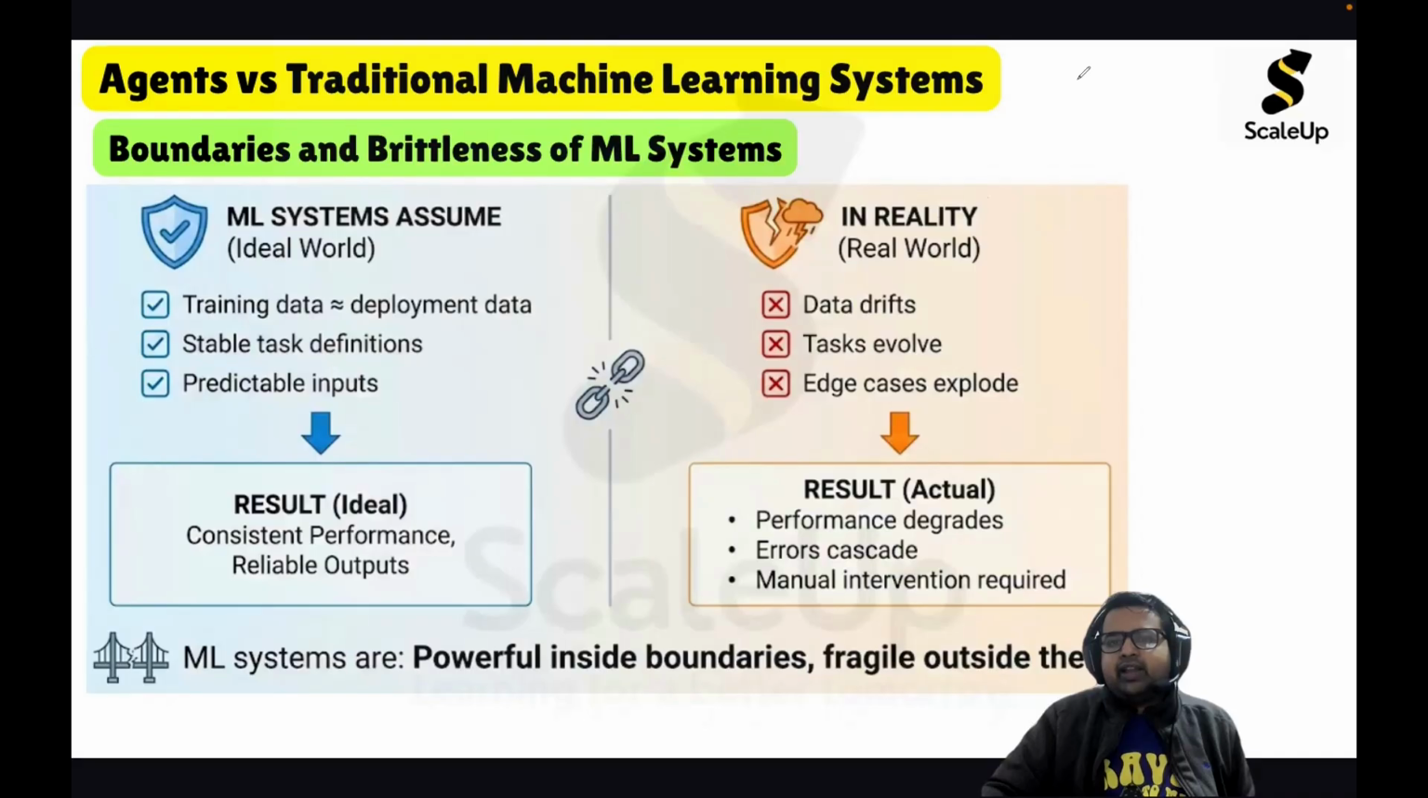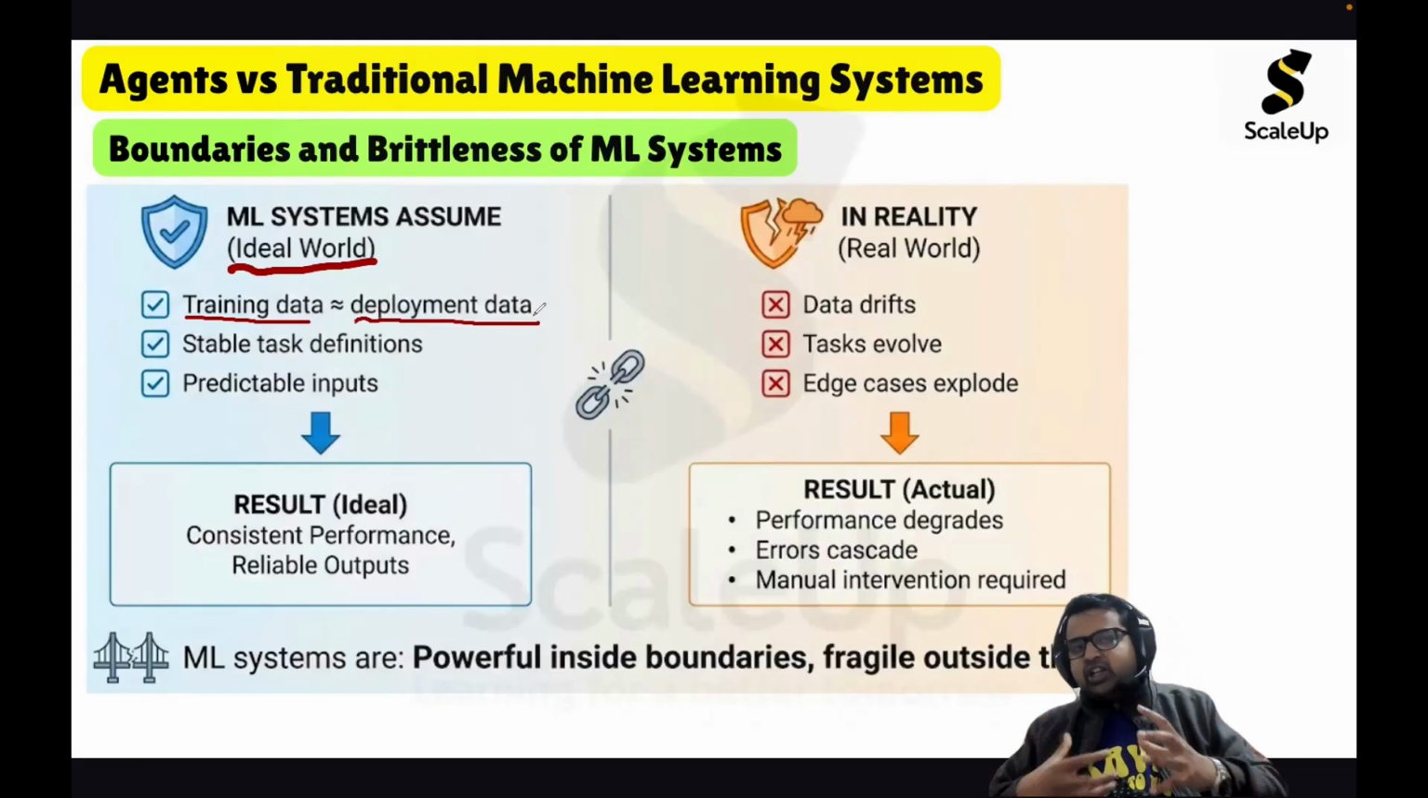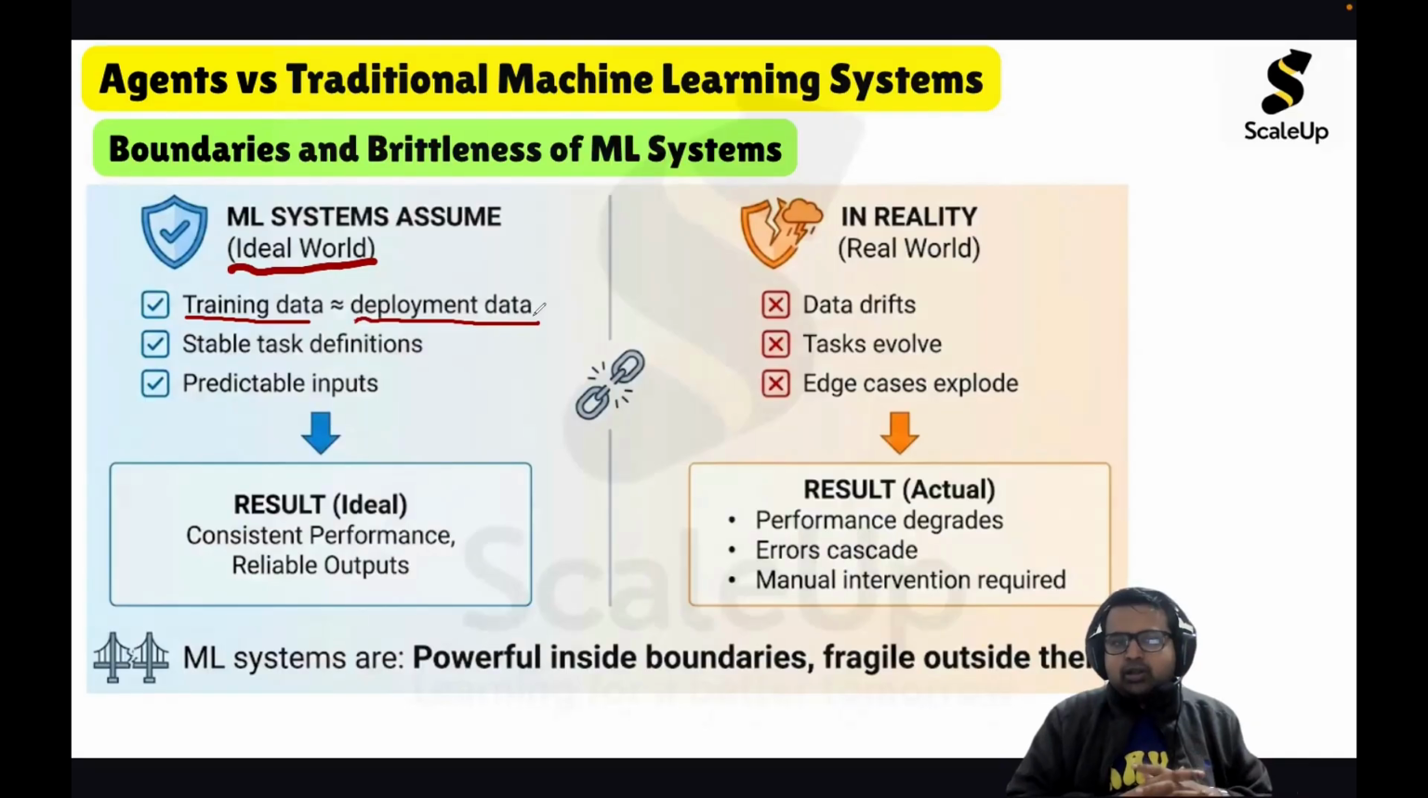The idea is that machine learning systems assume the real world to be very ideal, wherein it assumes that whatever knowledge the machine learning model has learned, that knowledge will be there forever. That knowledge will be applicable forever, but it does not happen. So machine learning systems assume an ideal world wherein training data is approximately equal to deployment data. We train the machine learning model in the lab and we make use of the training data. But unfortunately, training data is a subset of reality. It's a sample of reality.